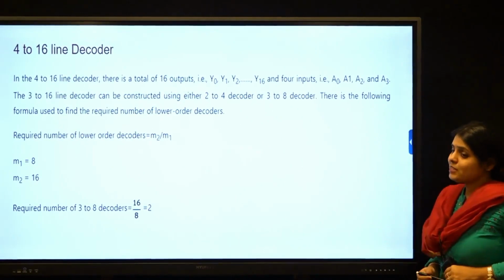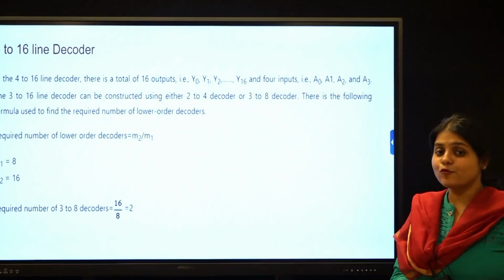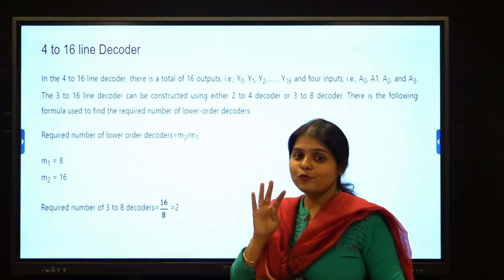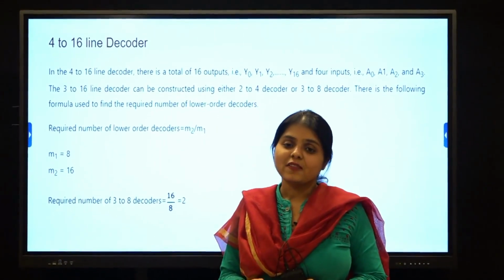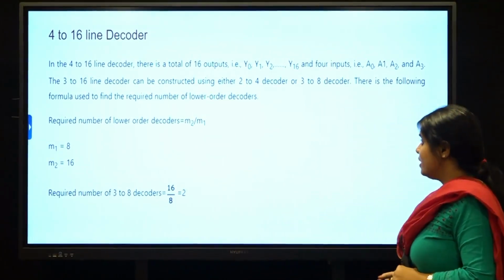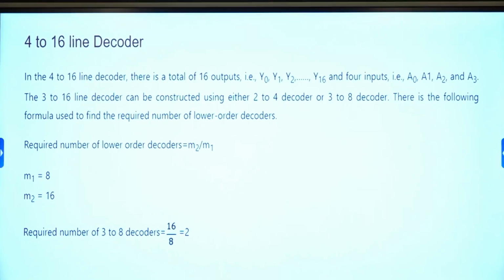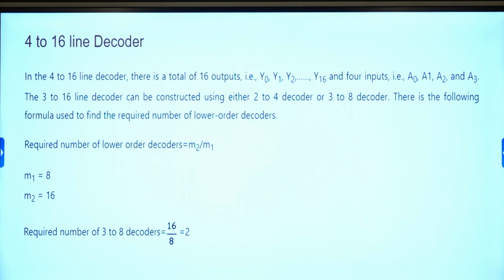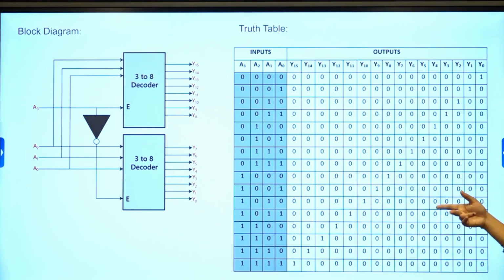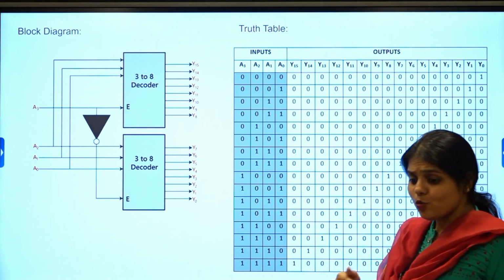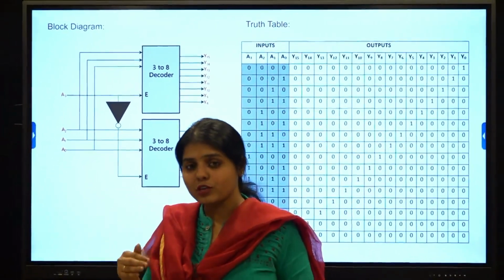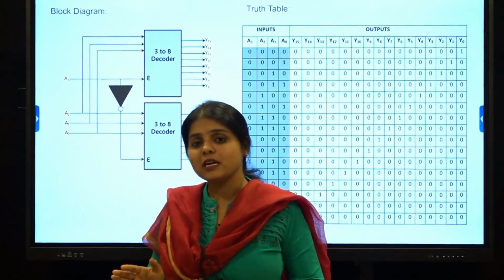Now let's look into another advanced decoder called the 4 to 16 line decoder. For 4 inputs we will have 2 power 4 outputs, that is a 16 line decoder. In this 4 to 16 line decoder there are a total of 16 outputs, Y0 to Y15, and we will have 4 inputs A0 to A3. This 4 to 16 line decoder can be constructed using 2 to 4 decoders or 3 to 8 decoders, that is up to you. I don't want to design my decoder circuit from scratch. I want to design the decoder circuit from existing decoders.